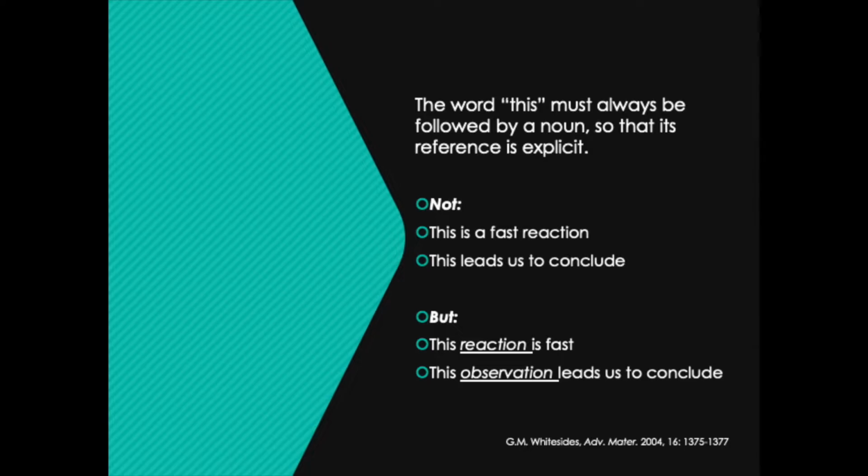Now, when we're referring to no possible nouns, that is what I call doing this alone. The word this must always be followed by a noun so that its reference is specific. So you shouldn't say something like, this is a fast reaction. This leads us to conclude. Rather, you should say, this reaction is fast, or this observation leads us to conclude. So don't do this alone.